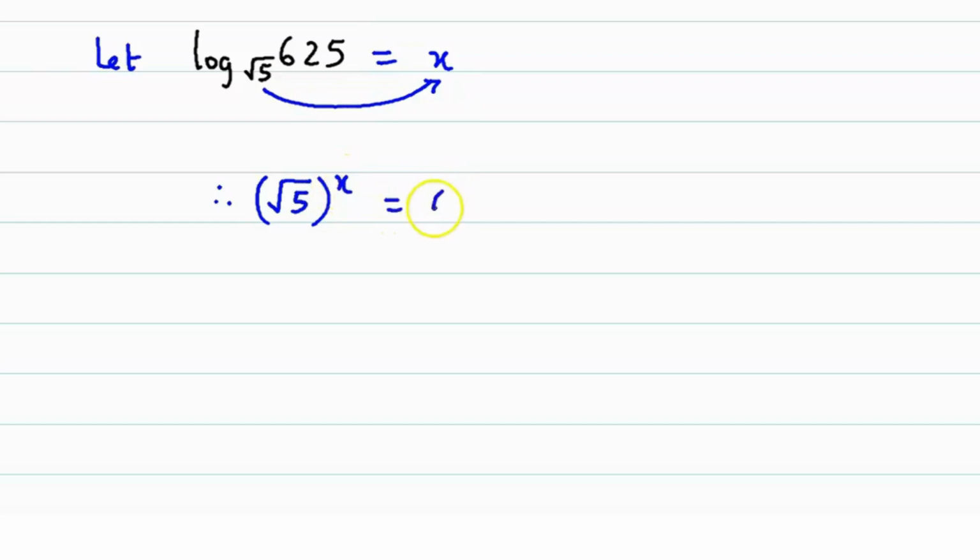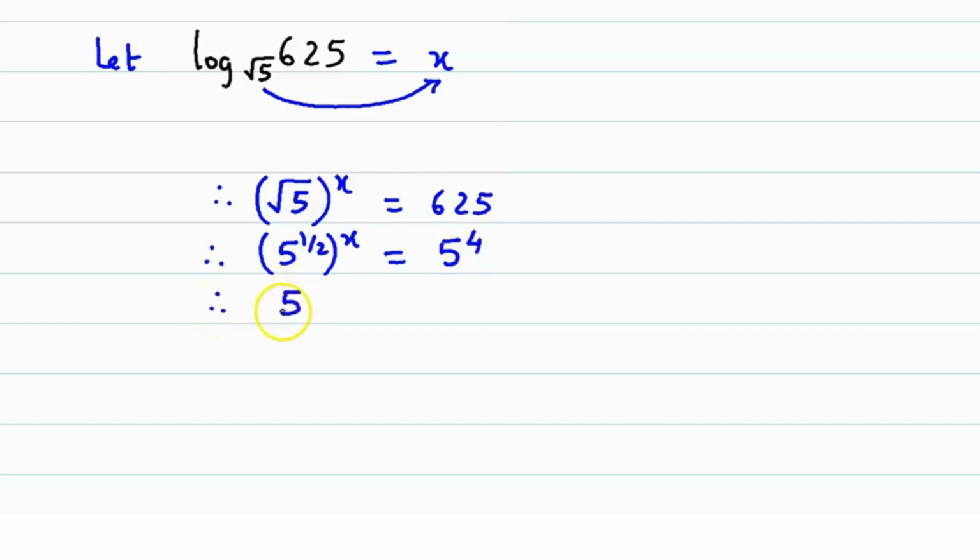अब next है log of 625 to the base √5. Again we consider this as x. Converting the log form into exponential form, base यहाँ पर जाएगा, so therefore ये हो जाएगा √5 raised to x is equal to 625. Therefore अब √5 को हम लिख सकते हैं as 5 raised to half raised to x, and 625 को हम लिख सकते हैं as 5 raised to 4.